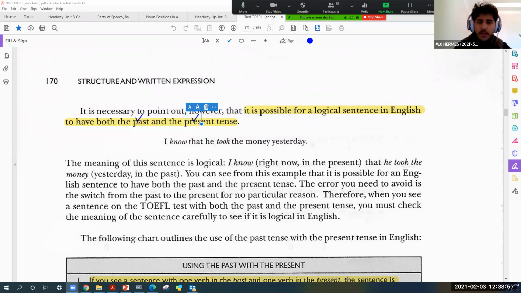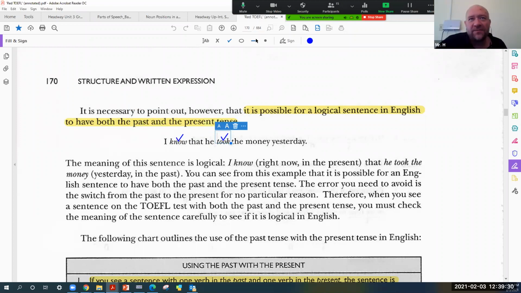Yeah, I know that he took the money yesterday. All the actions in the past simple. Can you explain that? Is this past? I know. No. Present simple. So that means that right now, I know something. What do I know? He took the money yesterday.